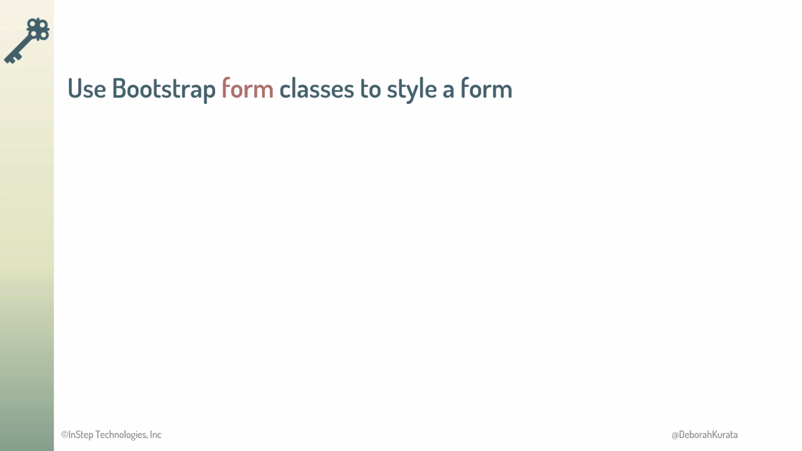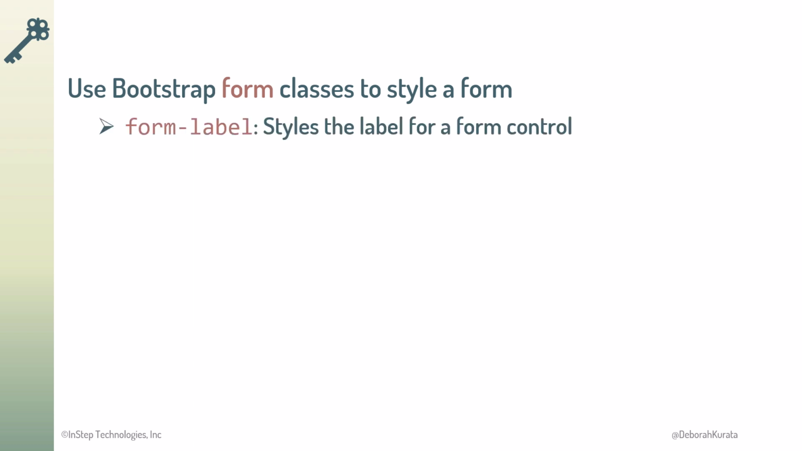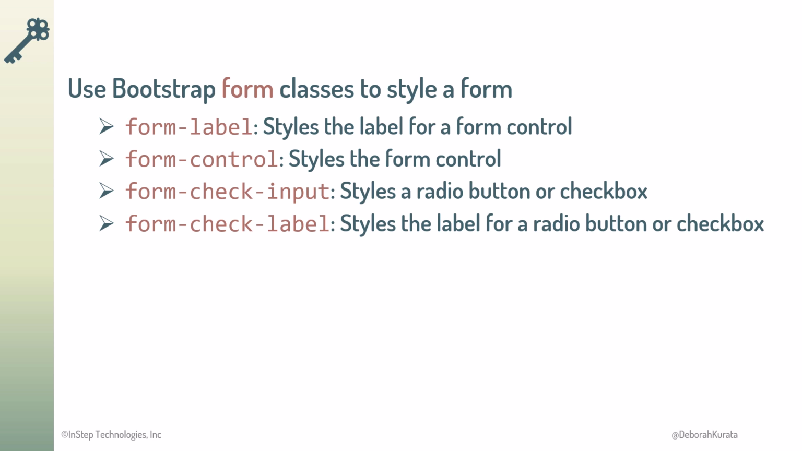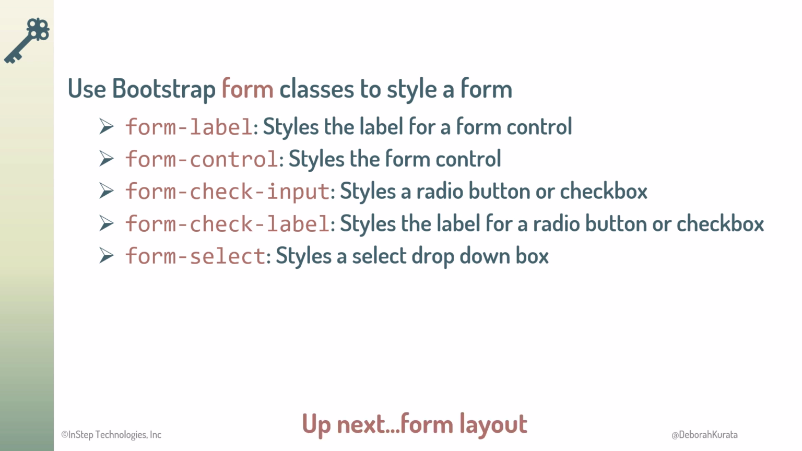So, Bootstrap provides classes to help us style our forms. The form-label class styles the label for a form control. The form-control class styles the form control, such as an input element. Use the form-check-input and form-check-label classes to style a radio button or checkbox and its label. And use form-select to style a select drop-down box. Now that we have our form styles in place, let's lay out our form a little better using the Bootstrap grid rows and columns. Next.